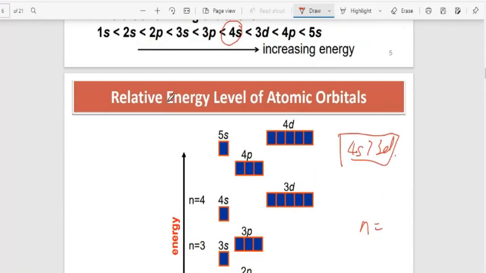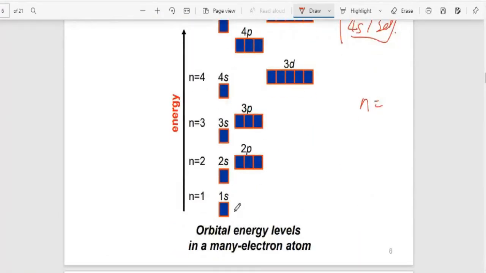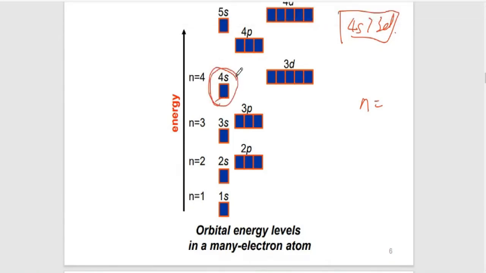Yeah, so this is the relative energy level of atomic. So you check, okay, 1s is the lowest one, followed by 2s, 2p, 3s, 3p, and then 4s first. This is when there is no electron. If there are no electrons, the 4s is lower than 3d. After you fill in the electron, 4s is higher than 3d.